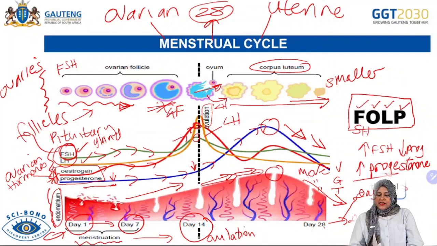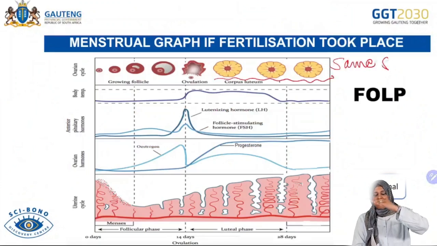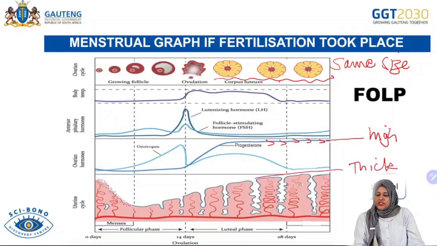Okay, right, let's look at the second graph. Now, if fertilization takes place, you can look at the corpus luteum here. It doesn't disintegrate. It's not degenerating. It's not getting smaller. Look at the progesterone levels. This blue line here, this progesterone is not decreasing. It's remaining high. Look at the endometrium. It's remaining thick. Therefore, there was a fertilization that has occurred. So that is how you will know if fertilization occurs, because this endometrium will remain thick, progesterone levels will remain high, and the corpus luteum will remain big. It will not disintegrate or degenerate.